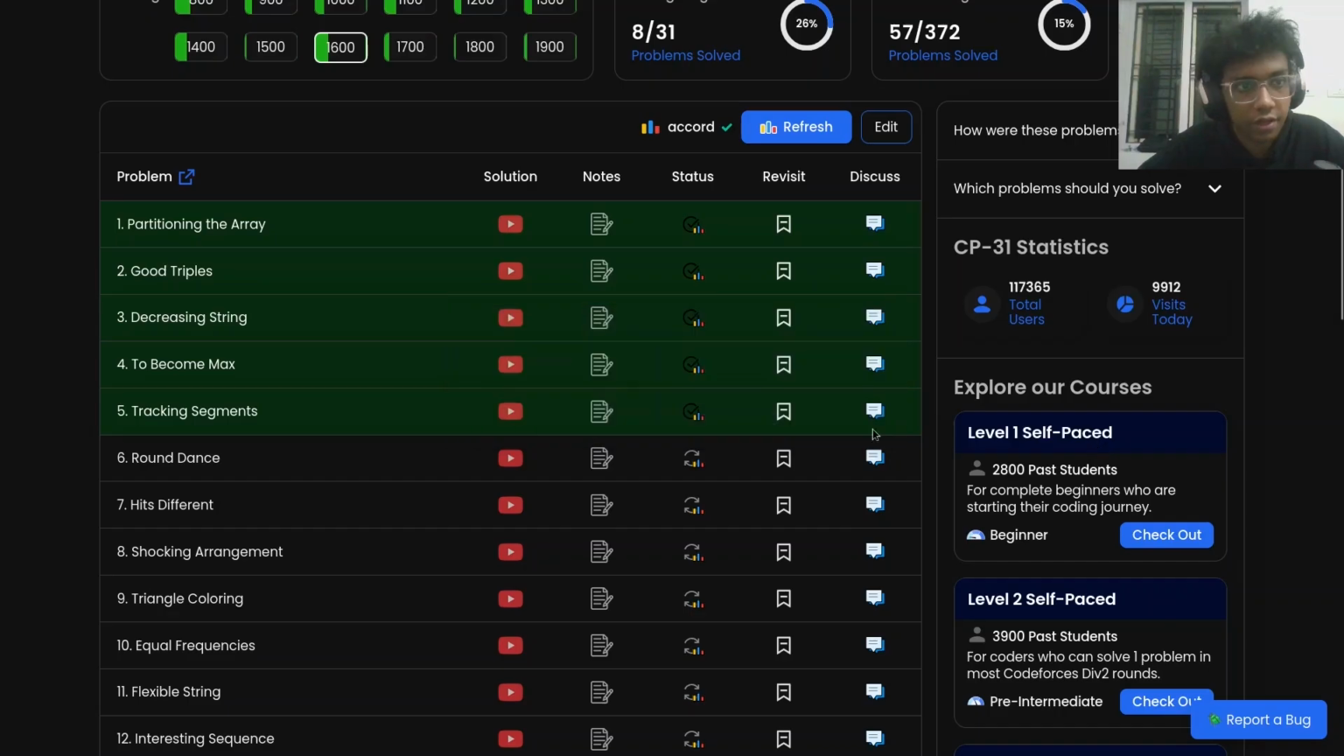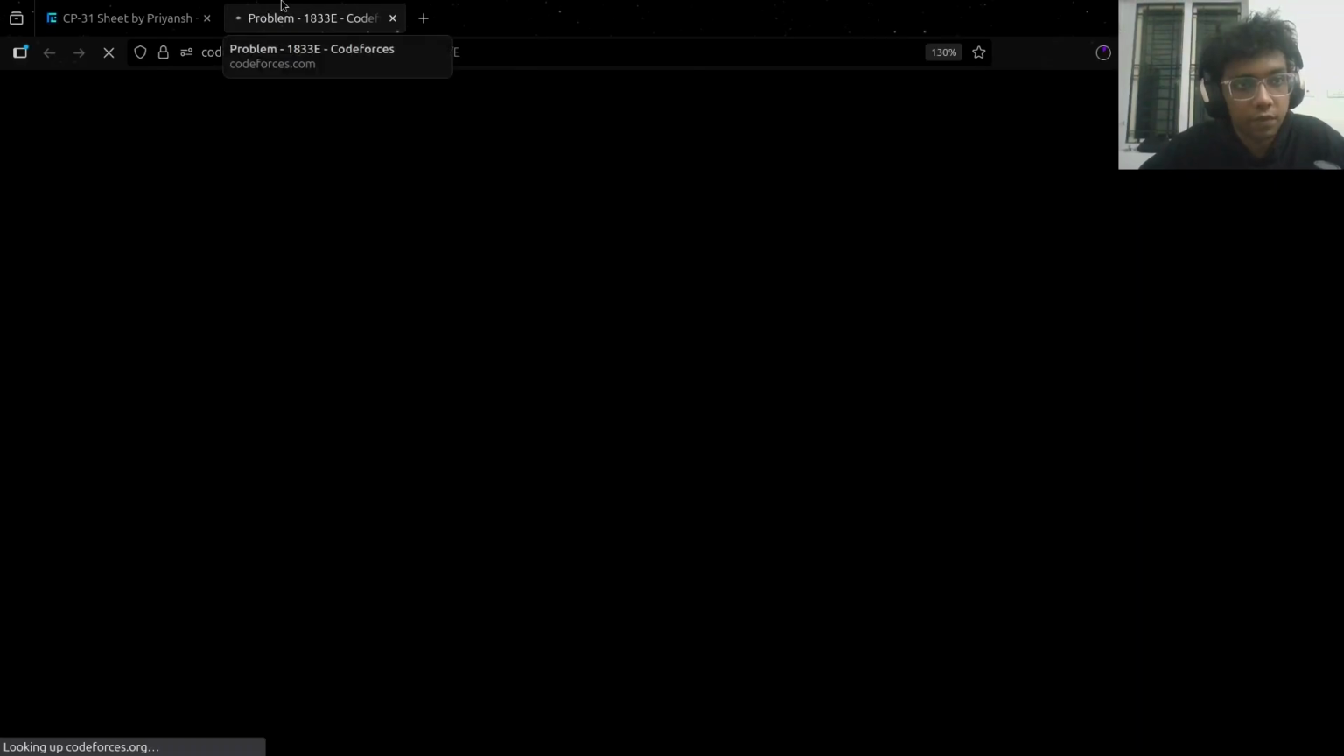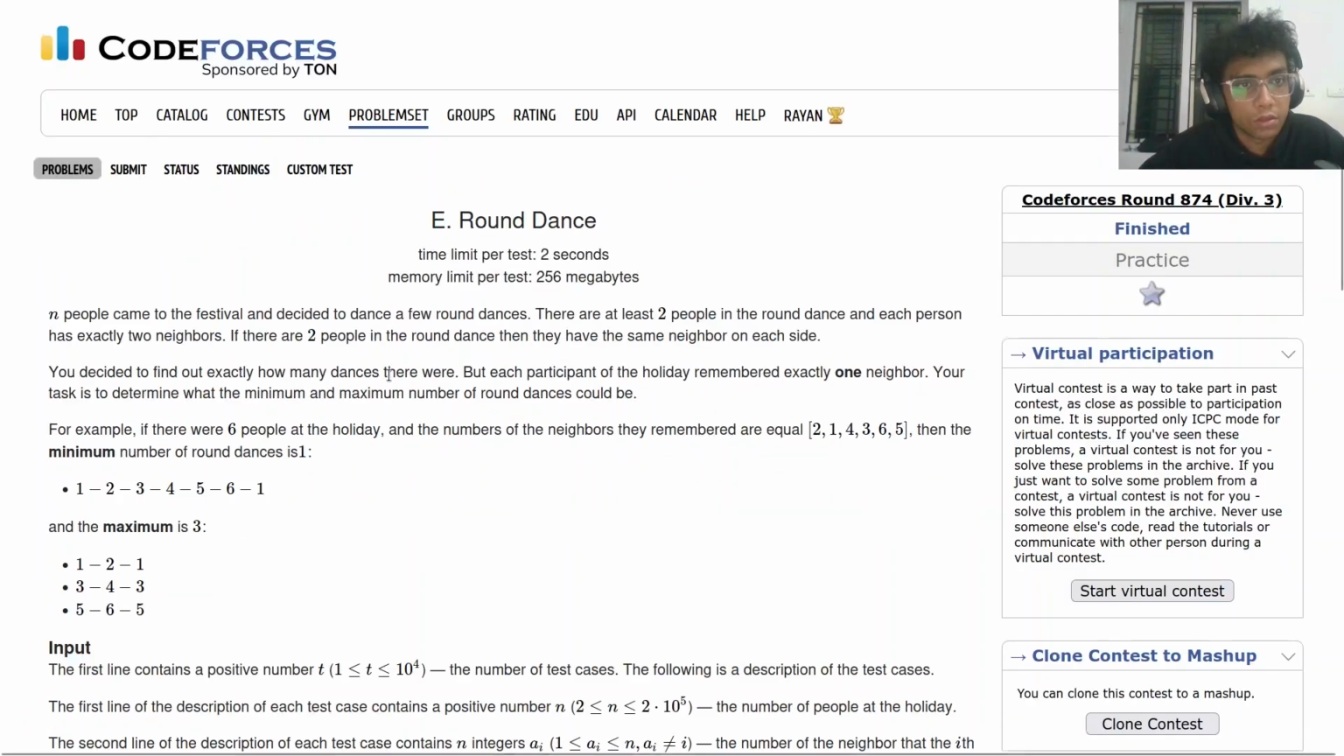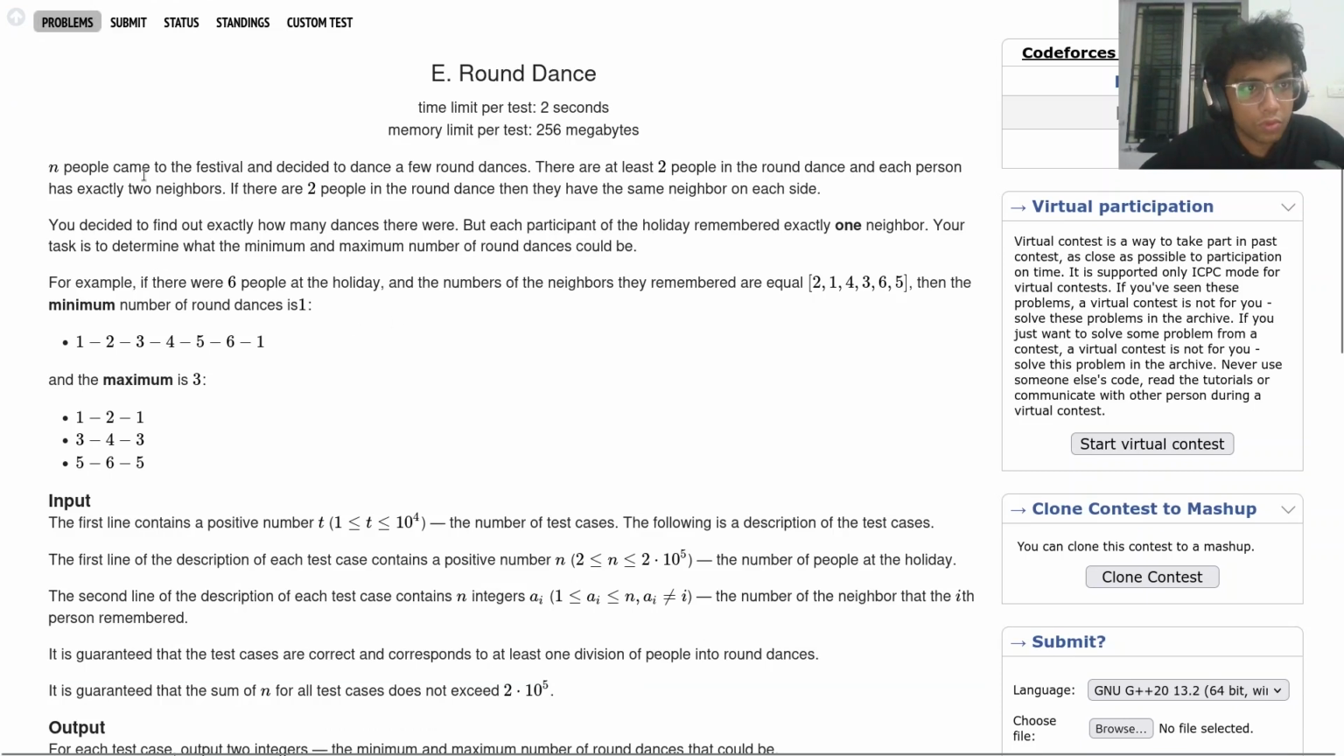Alright, let's navigate to the CP-31 sheet and open up the problem. Let us go through the problem and we'll then discuss the solution.